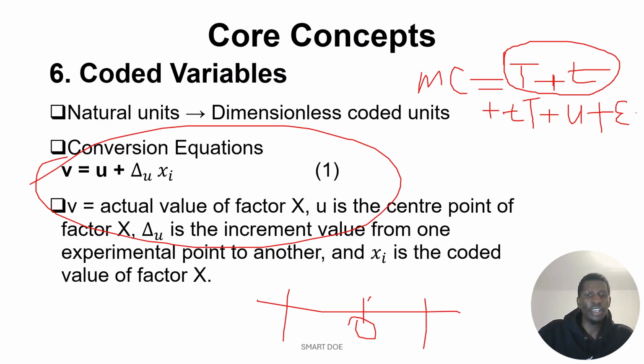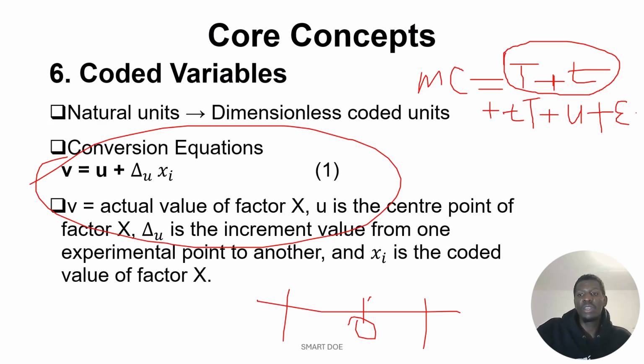Du is the increment value from one experimental point to another, while x of I is the coded value of x. For example, you may be asked, in an experiment, to convert from 50 degrees to coded values, convert 90 degrees to coded values, convert 0.5 concentration to coded values, or 1% concentration to coded values.